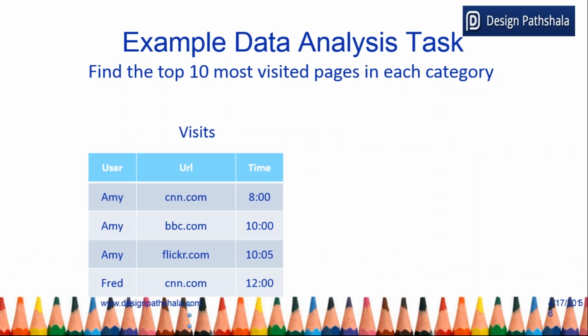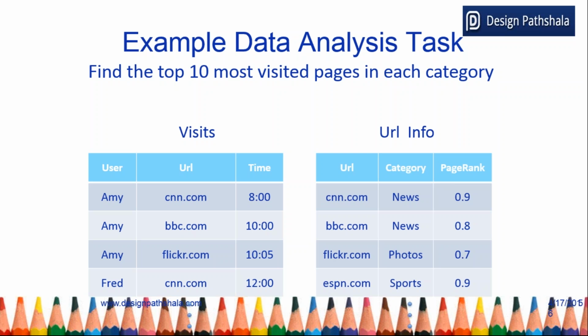So this is your clickstream data, which might be coming from your website, that contains the user ID, the URL which he or she has visited, and the time at which he or she has visited the URL. So it's very simple clickstream data coming from a website. And I have another static data set which contains my URL info, that is, which URL belongs to which category. So CNN belongs to news, BBC belongs to news, Flickr belongs to photos, kind of thing.